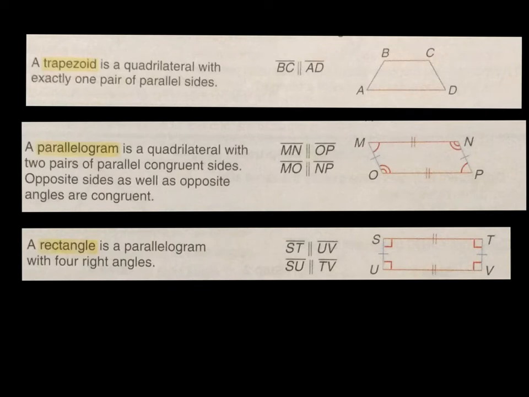The third example is a rectangle. That's a parallelogram with four right angles. So we see each of the right angles here marked. We see that ST is parallel to UV, as well as SU is parallel to TV. So that's another quadrilateral, a rectangle.